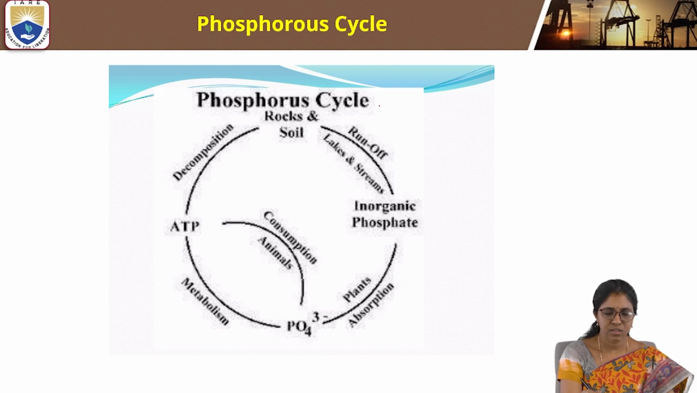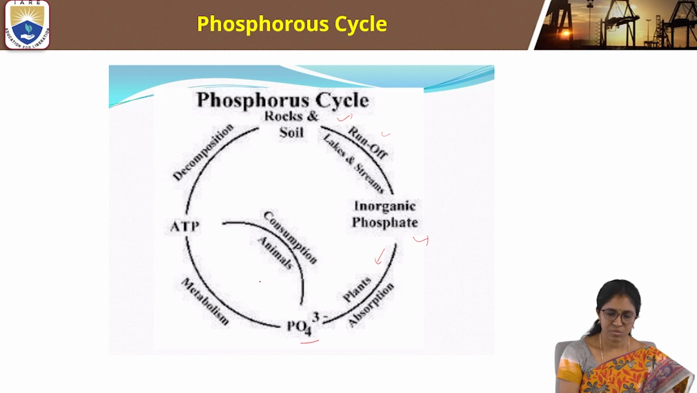This is also a phosphorus cycle. In this, from rocks and soil, when rain comes, by the weathering process the phosphorus runs off into lakes and streams. This inorganic phosphate is absorbed by the plants. That is phosphate, PO4 3-.